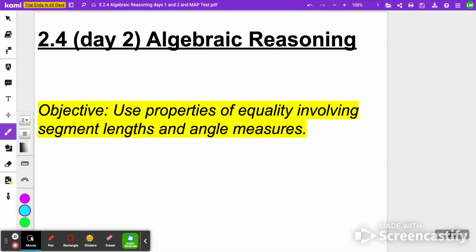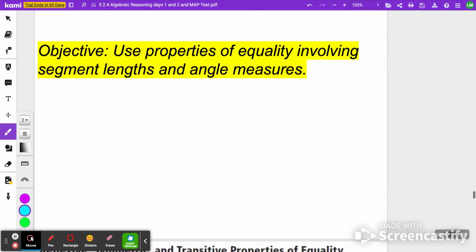Today we're looking at lesson 2.4, day 2, Algebraic Reasoning. Our main objective today is to be able to use properties of equality involving segment lengths and angle measures.